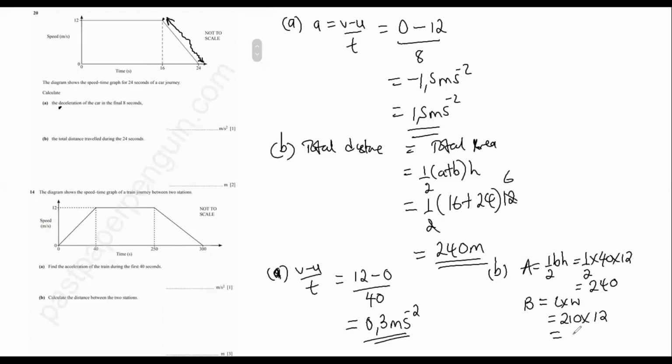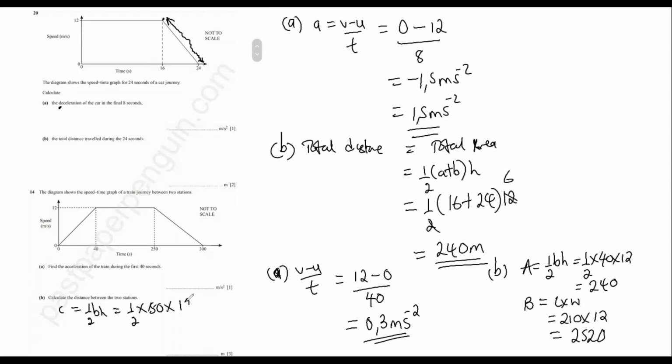2,520. And then for shape C, the base is half base times height, so the base is going to be 50, and the height is going to be 12.